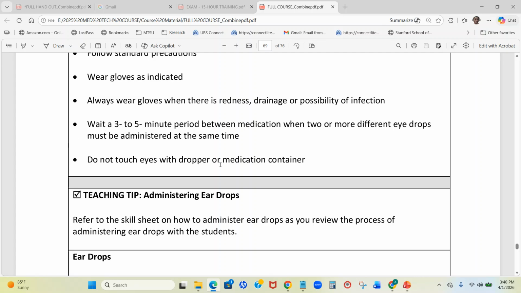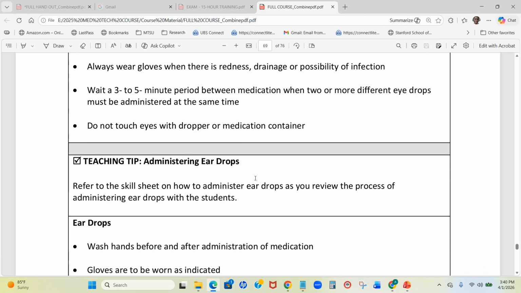Wait 3 to 5 minutes between medications when two different eye drops must be administered. I repeat, wait 3 to 5 minutes. Do not touch eyes with the dropper or medication container. Do not touch their eye. You're going to cause irritation to them. It's very important. All right.